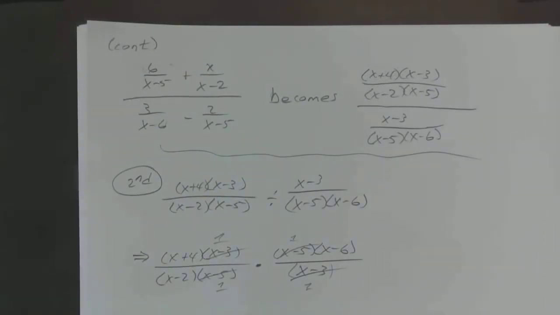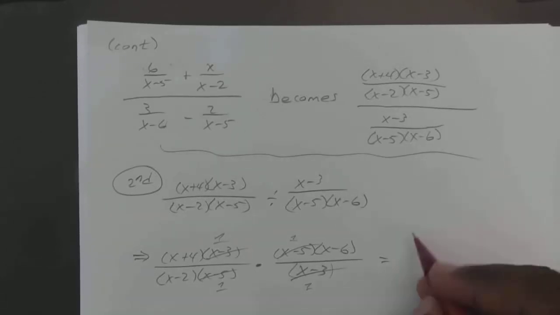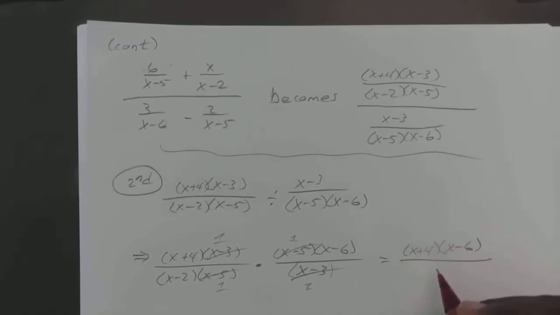There's really nothing else that will cancel out. So you end up with x plus 4 times x minus 6 over x minus 2. And you don't have to FOIL that or anything. This should be enough. Okay, so any questions on this one?